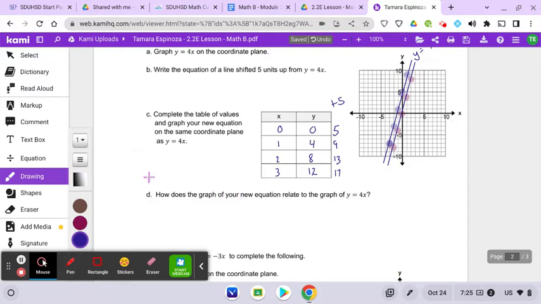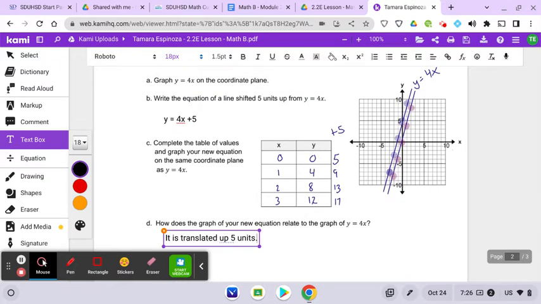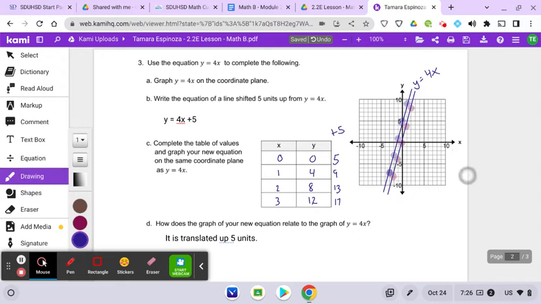How does the graph of the new equation relate? I'm going to write the equation. Okay, here we go. Y equals 4x plus 5. How does the graph of the new equation relate to the graph of y equals 4x plus 4? It is shifted, translated, up 5 units. And I need to make sure I'm labeling my graph. Y equals 4x plus 5.